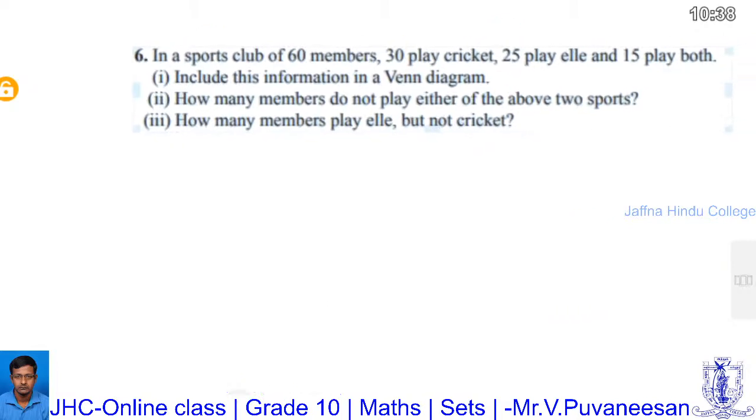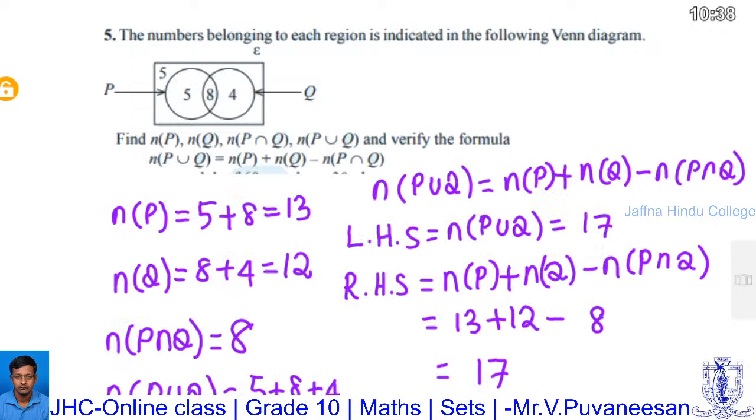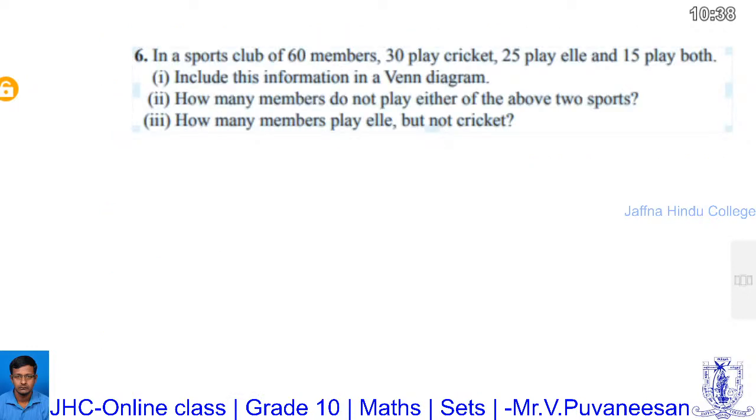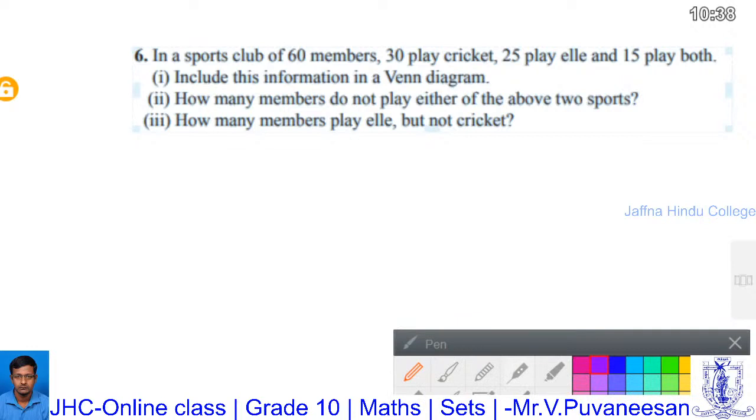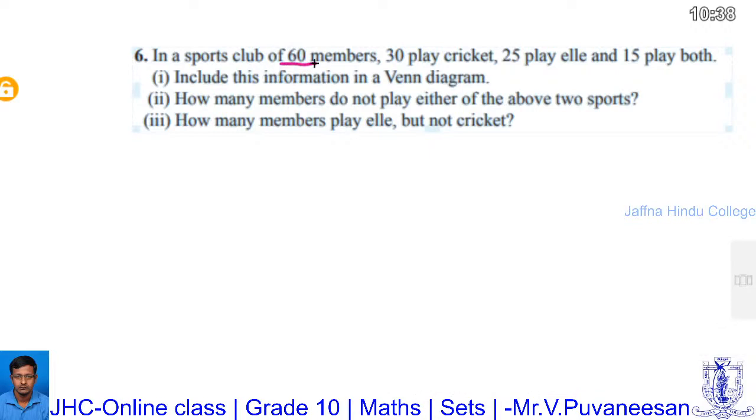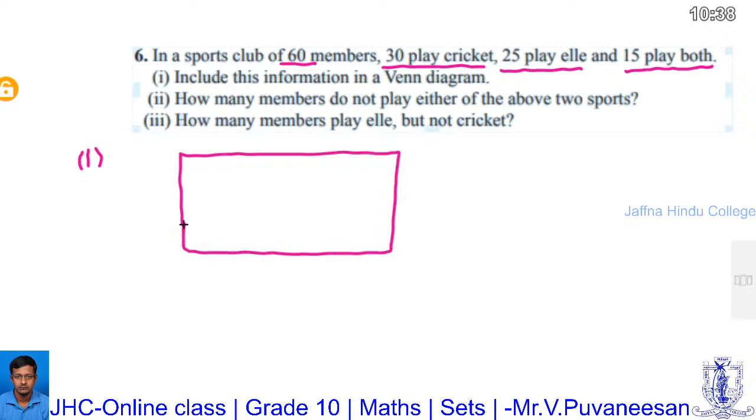This is the sixth question. In a sports club of 60 members, 30 play cricket, 25 play LA, 15 play both. These are the information given. Include this information in a Venn diagram.